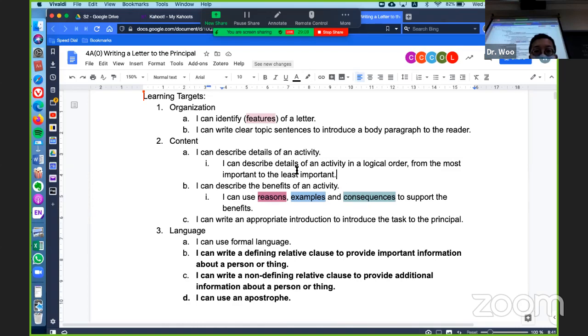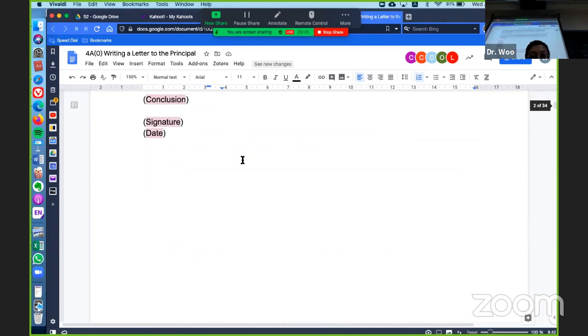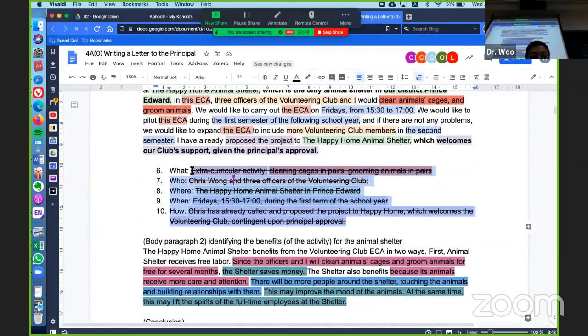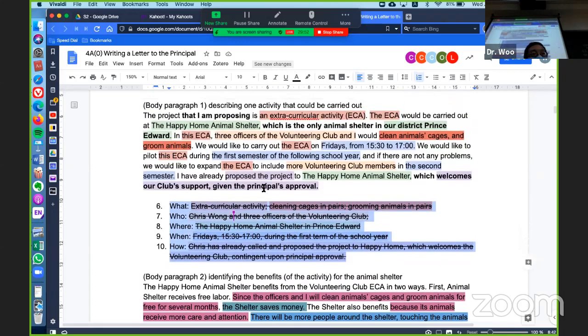So, can you describe the details of an activity in a logical order? Repeat after me, logical order. Logic means someone thinks in a certain way. Can you write things so that that person can understand? It makes sense. All right? So, we already took a look at this. We have all the details. But can I put them in a logical order? Repeat after me, logical order.